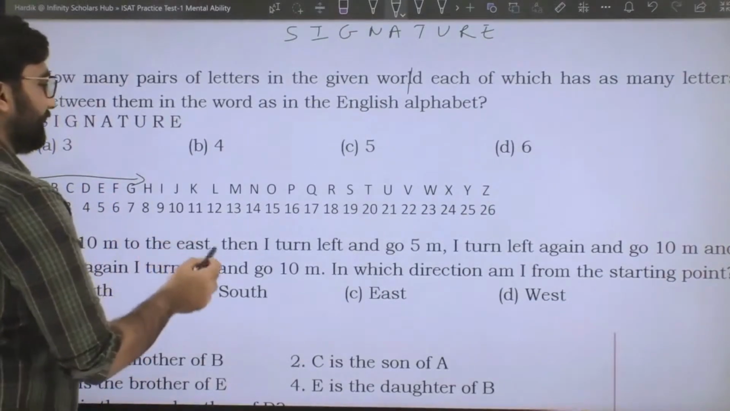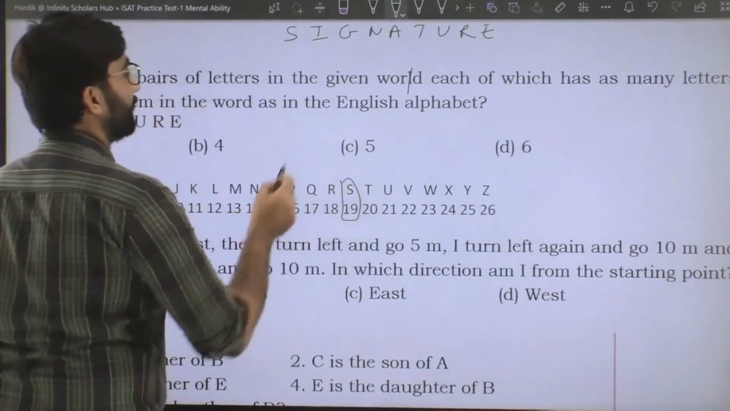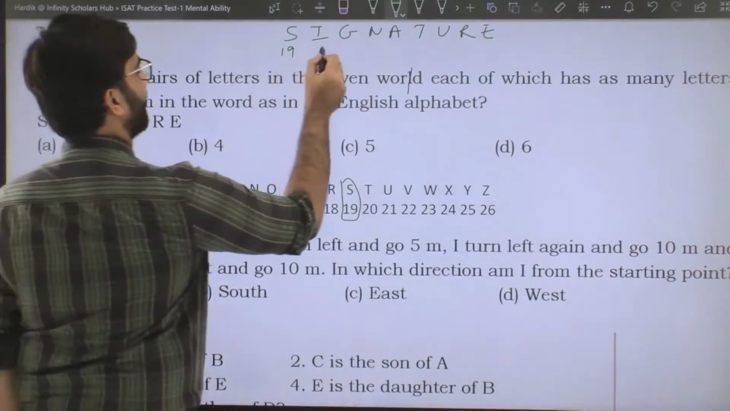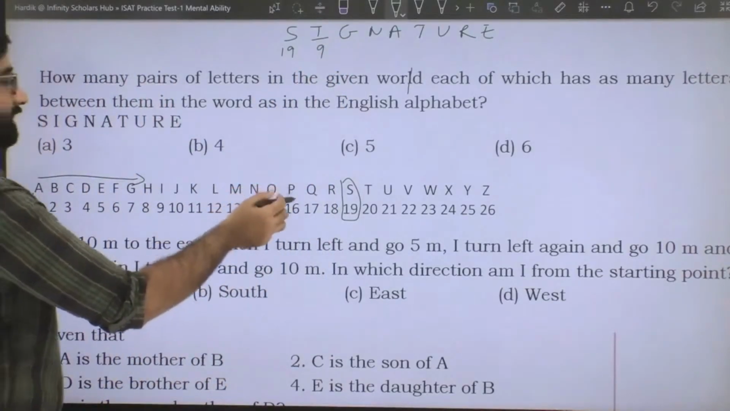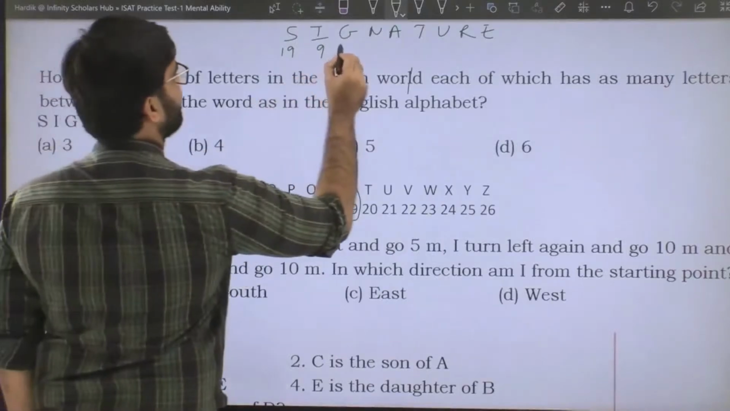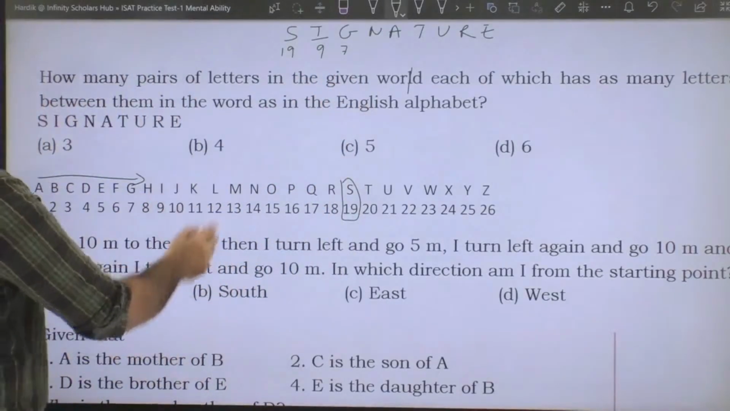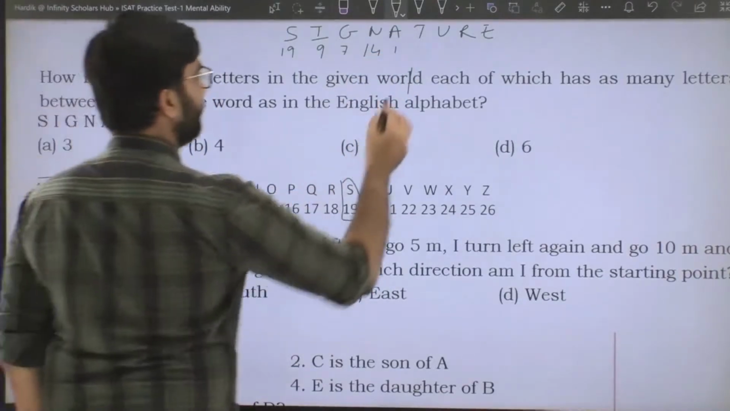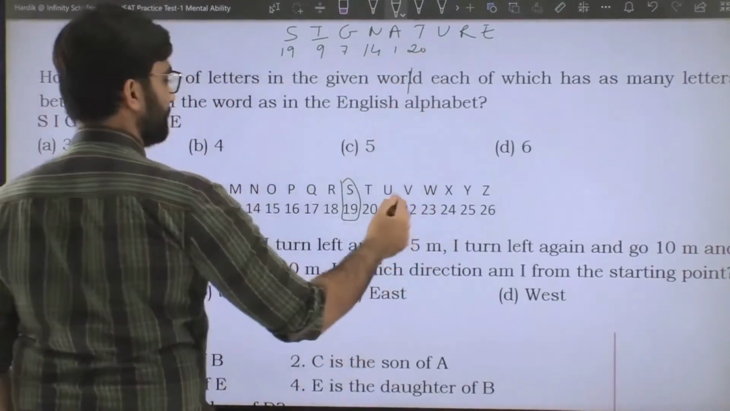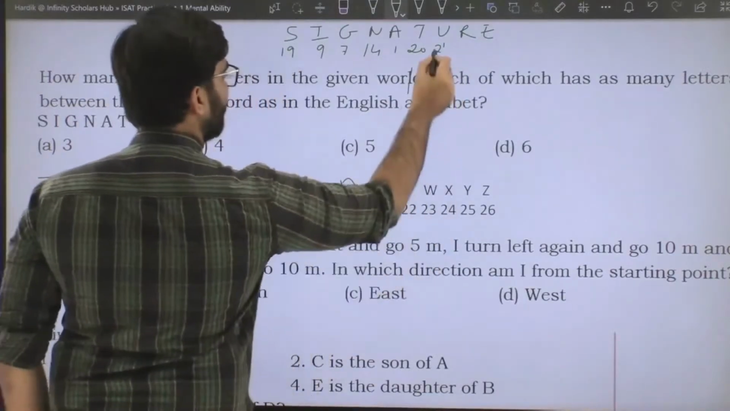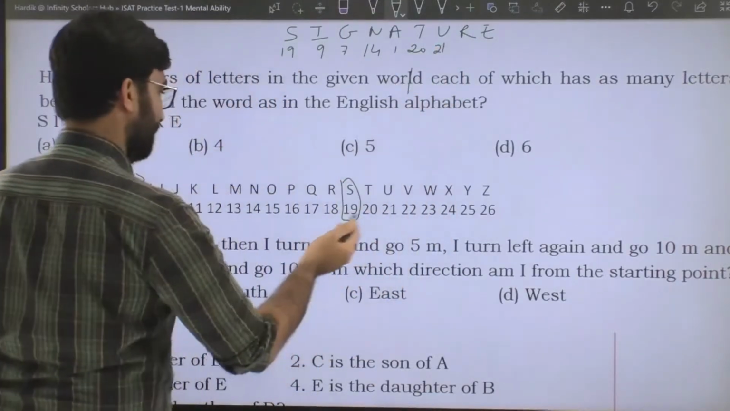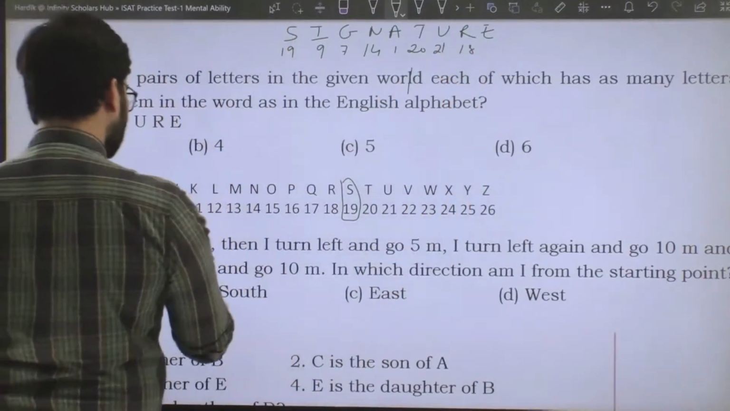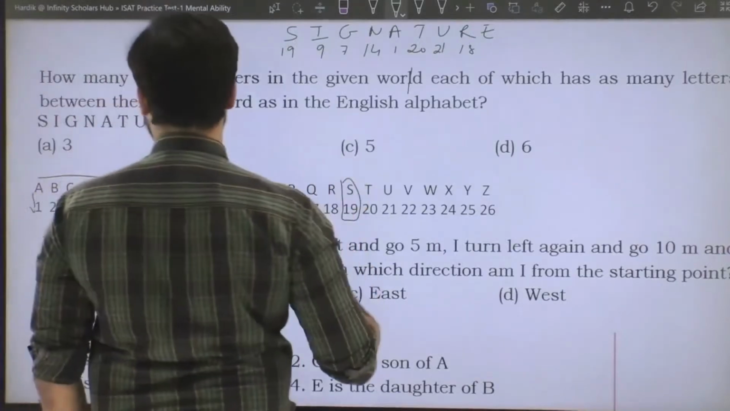So 19 corresponds to S, so I'll write 19 over here. Corresponding to I, I have 9. Corresponding to G, I have 7. Corresponding to N, I have 14. A is 1, T is 20, U is 21, R is 18, and E is 5.